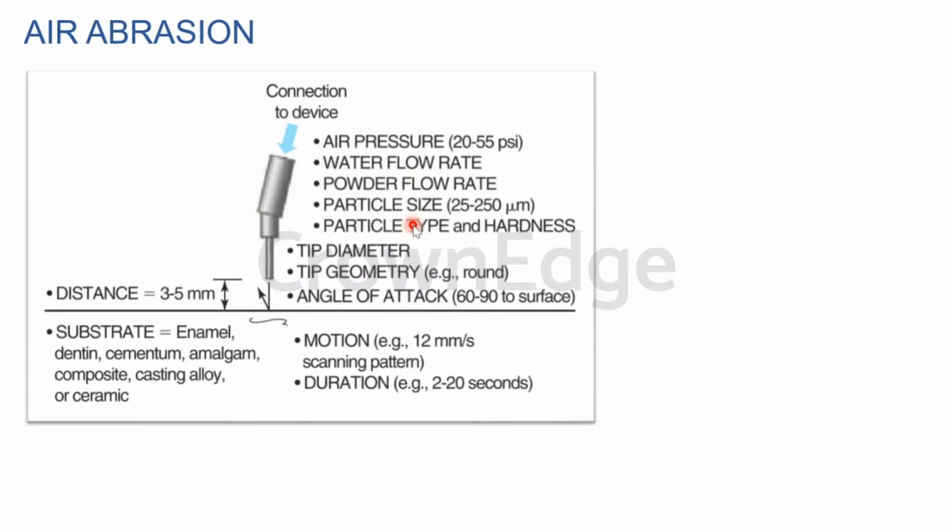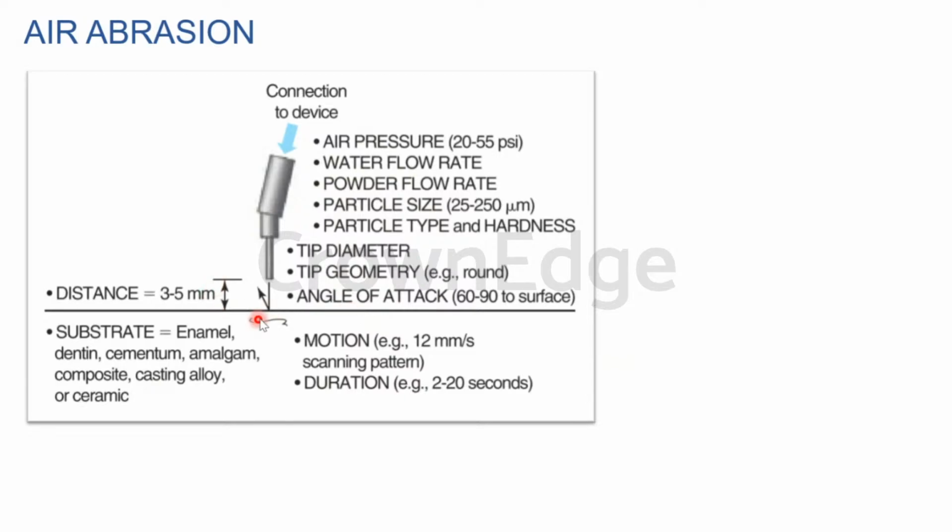As I said, 40 to 50 micrometers are generally used for surface abrasions, 40 to 80 for other uses, and the ones which are higher than 100 are mostly used for your cutting of cavities. Then the tip geometry, whether it's round or oval, also has its effect on the cavity preparation. And the angle of attack or the placement of your handpiece also decides how well you're cutting.